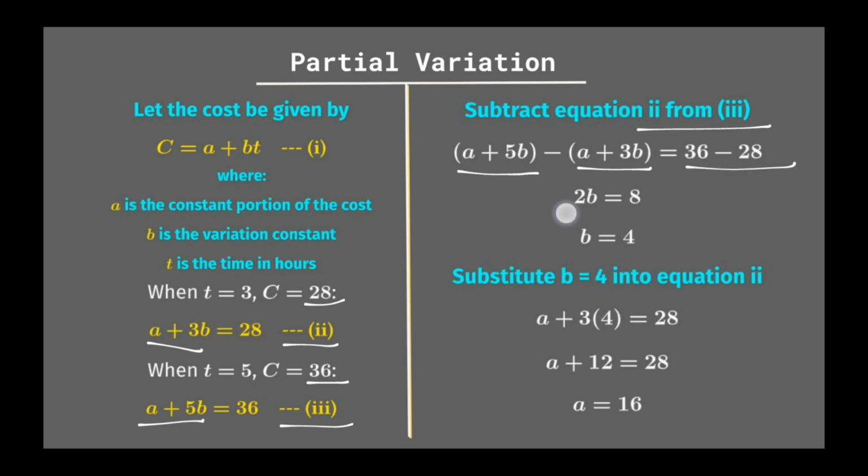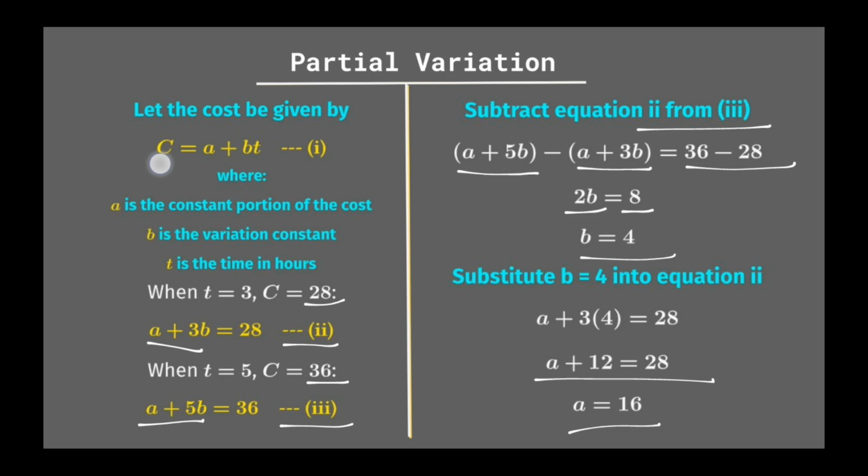So you will notice that A minus A goes out. That turns to 0. 5B minus 3B will give you 2B. And all you need to do here is divide both sides by 2, and you have B equals 4. Now I can substitute B equals 4 in any of the equations. Let's use equation 2, for example. I can have A plus 3B equals 28. So in place of B, we put 4. So we have A plus 12 is 28, and A equals 16. Now we have the values of B and A.